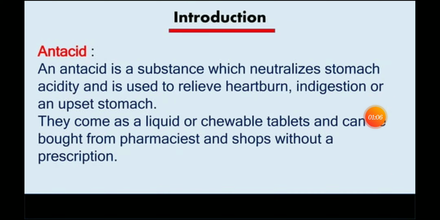So first of all, the introduction. What is meant by antacid? An antacid is a substance which neutralizes the stomach acidity. It neutralizes the acid in the stomach and is used to relieve heartburn, indigestion, and upset stomach. Due to acid, we have problems like heartburn, indigestion, and upset stomach. So this is acidity, and to recover from this acidity, we will take the antacid.